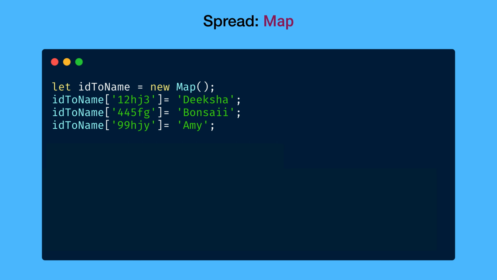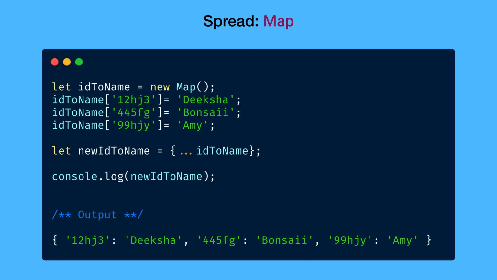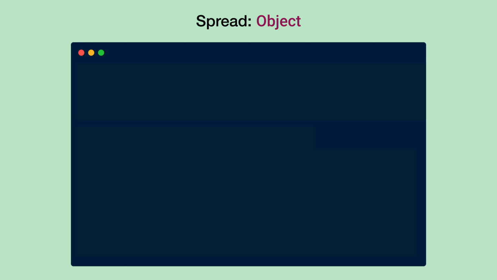Spread syntax can also spread the entries of a map in JavaScript. Here is an example. id2name is a variable that holds a map and we add three entries to it. Each entry has a key which is an ID and its value which is a name. We have another variable newId2name. It's an object which accepts key-value pairs. So we can pretty much spread id2name here. Now the map id2name is nothing but a collection of key-value pairs containing IDs and the names. So when we apply spread syntax, it expands and opens up all the entries here in this object. Logging its value gives us the entries similar to the map, just that newId2name is not a map but an object.